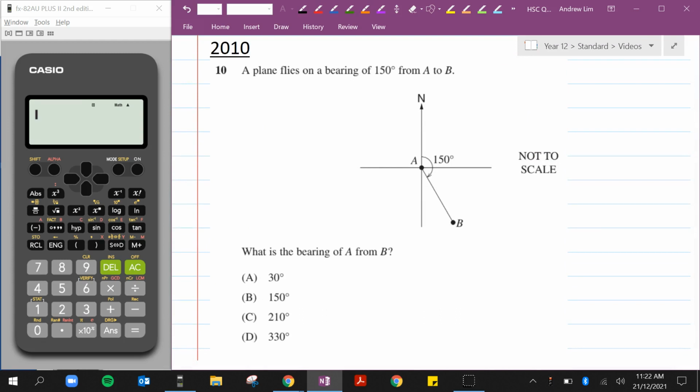Question 10 of the 2010 paper. A plane flies on a bearing of 150 degrees from A to B. What is the bearing of A from B? So this time, from B, north of B, clockwise direction until we hit that line. Now, because this is 150 degrees here, I know this has to be 30, because of angle sum of a straight line, which means that this bit here has to be 30 because alternate angles are equal on parallel lines. And therefore, the bearing of the orange angle here, the whole thing, has to be 360 minus 30, which is 330 degrees. So the answer is D.